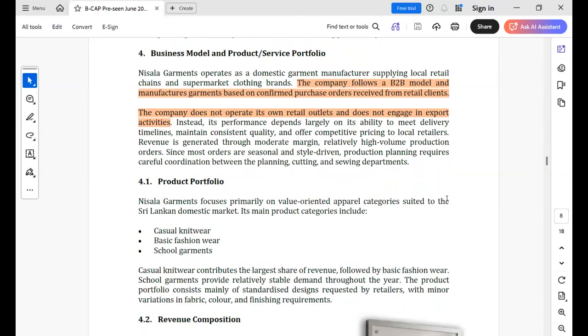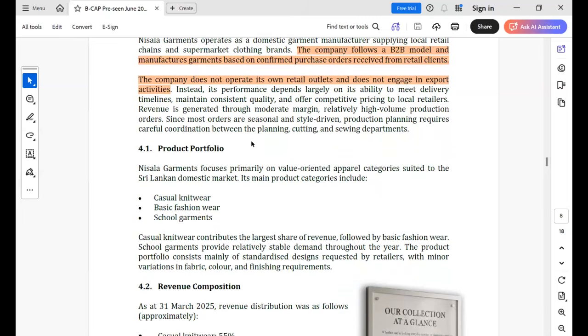But you can suggest one thing. Locally, if they want, they can set up a retail outlet as a pilot project because they are producing garments. They can put that garment into a couple of their own retail outlets in the domestic market and see what the outcome would be, right? But don't suggest export. It is not practical, and it is very long term. Instead, its performance depends on the ability to meet the delivery timeline and maintain consistent quality.